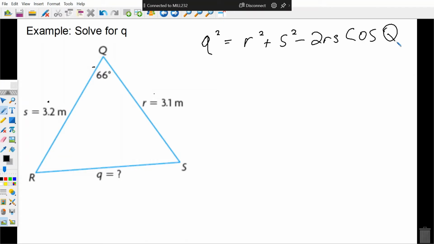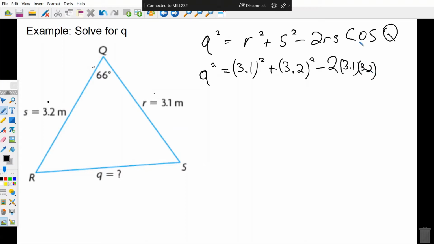So we start to sub in our numbers. Q is what we're trying to find, so it'll stay the same. R squared is 3.1 squared. S squared is 3.2 squared. Minus 2RS, which is 2 times 3.1 times 3.2, and this is also times cos Q. That's cos of 66.